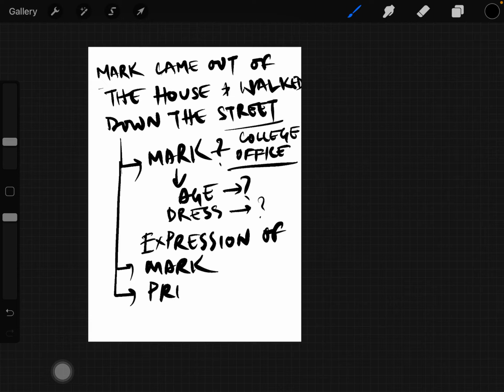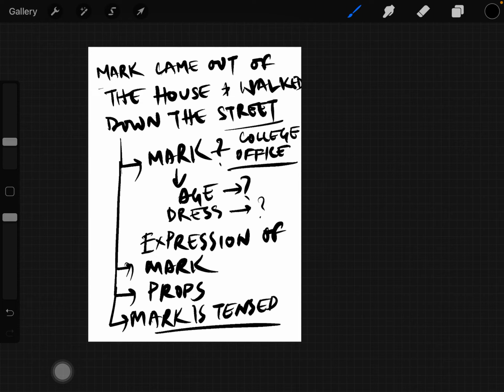If he is carrying some props, like I said, the headphones can be a prop, the sunglass can be a prop, the eyeglass can be a prop, or whatever. Is there anything particular you need to show in relation to the story? For example, Mark is tensed, so you need to show that in some way, right?